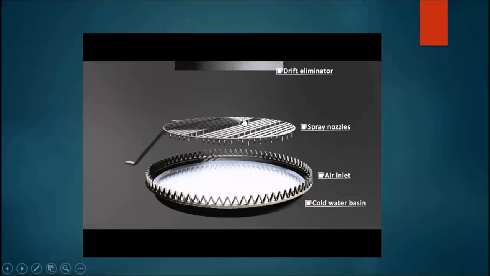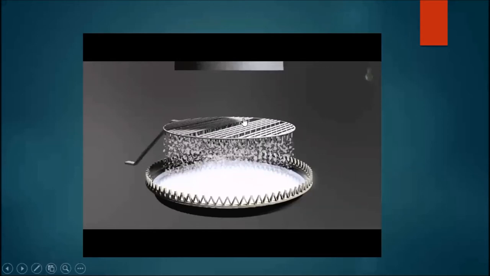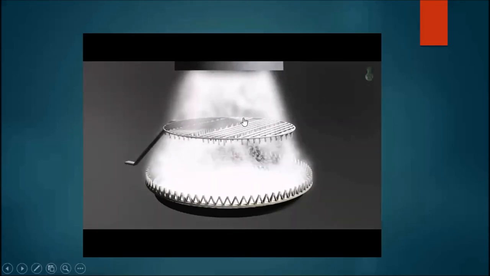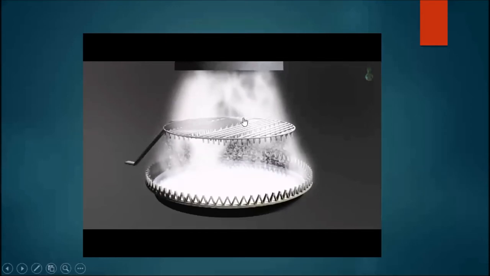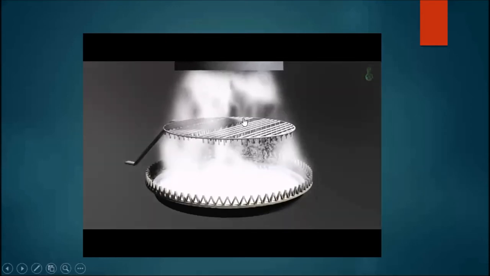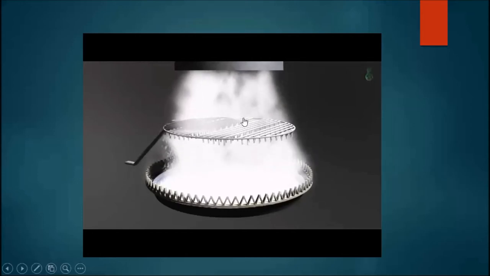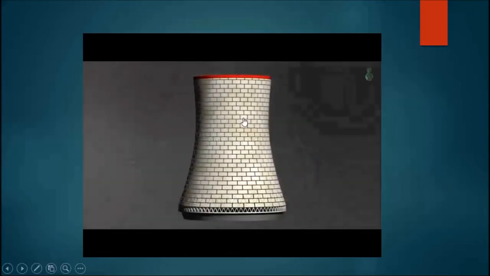Hot water is pumped to the spray nozzles. Natural convection draws cold air in from outside. The cold air cools the water. During this process, about 2% of the water evaporates. This can be seen as plumes of steam. Natural draft wet cooling towers function according to the simple principle of the stack effect, also known as natural draft.